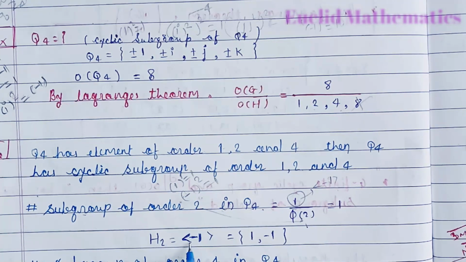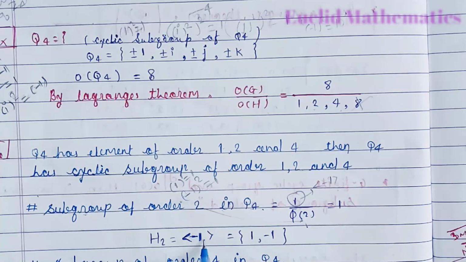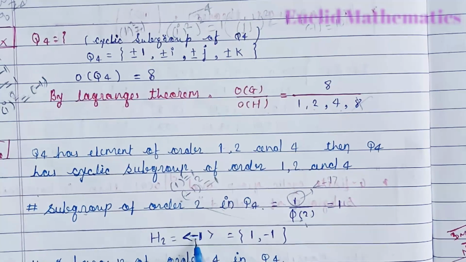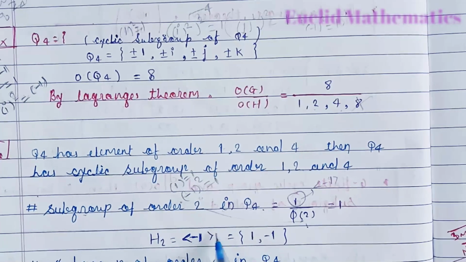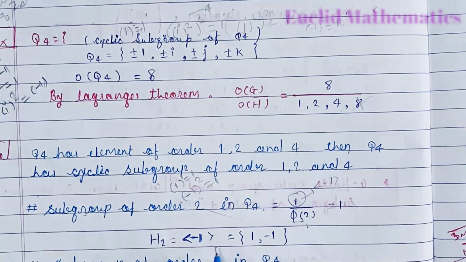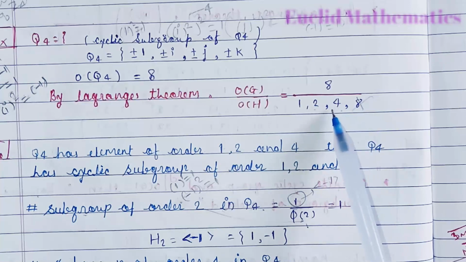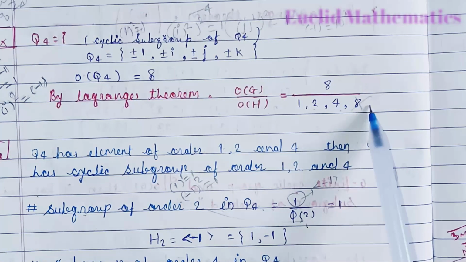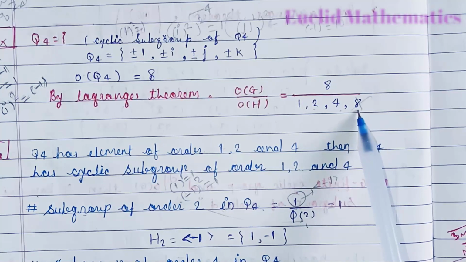So H2 is the subgroup generated by minus 1, whose order is 2. We know that minus 1 raised to 2 is 1, and minus 1 raised to 1 is minus 1. So I got the first subgroup here, H2, which is generated by minus 1. Now the next possibility is order 4. We cannot have an element of order 8, because there does not exist any element whose order is 8, so that is not possible.